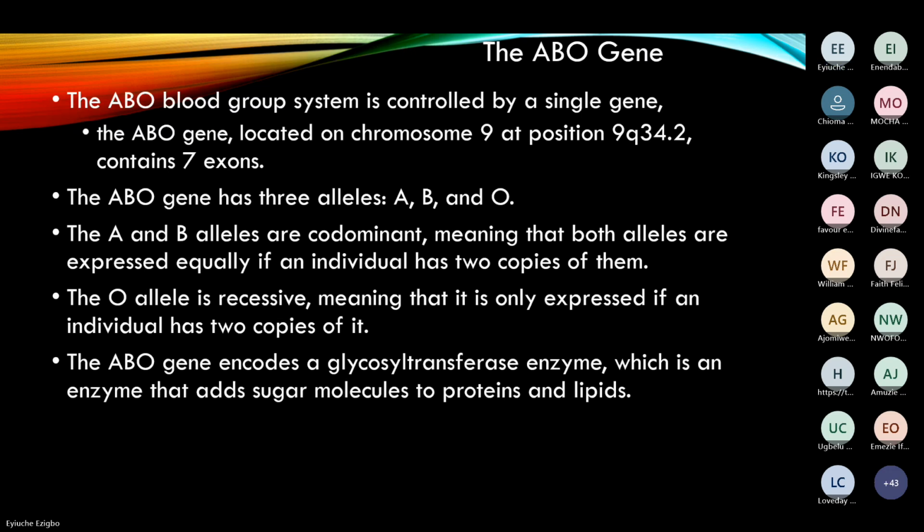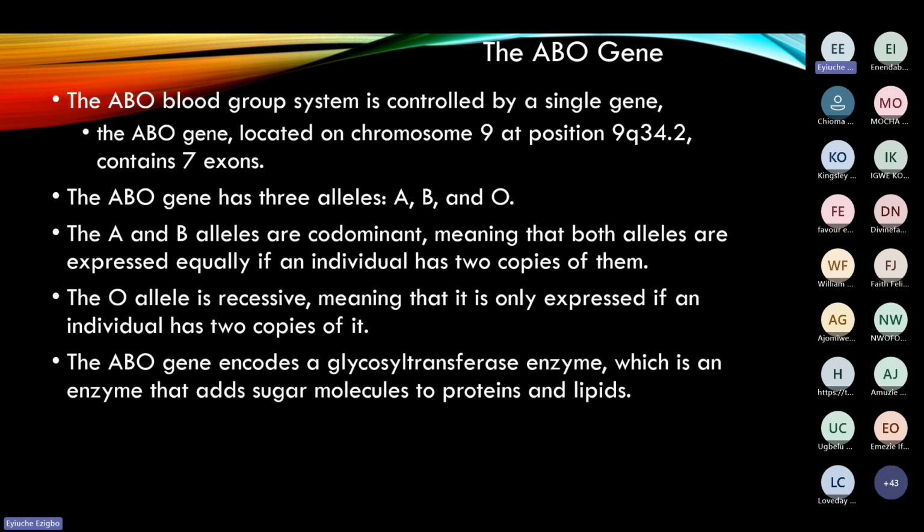So we'll talk about the ABO gene. They say that the ABO blood group system is controlled by a single gene, and that ABO gene is located on chromosome 9 at position 9q34.2, and it contains 7 exons. Okay, the ABO gene has 3 alleles. It has the A, the B, and the O.